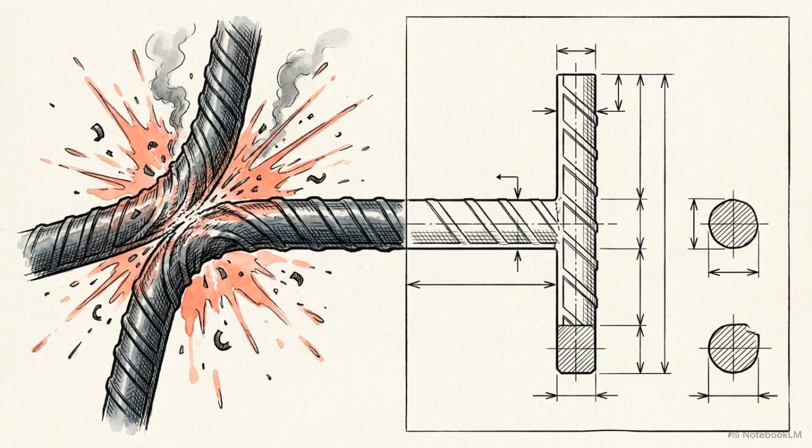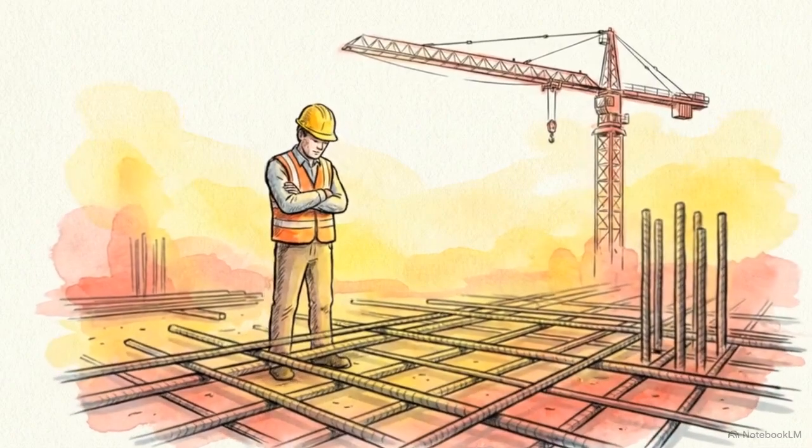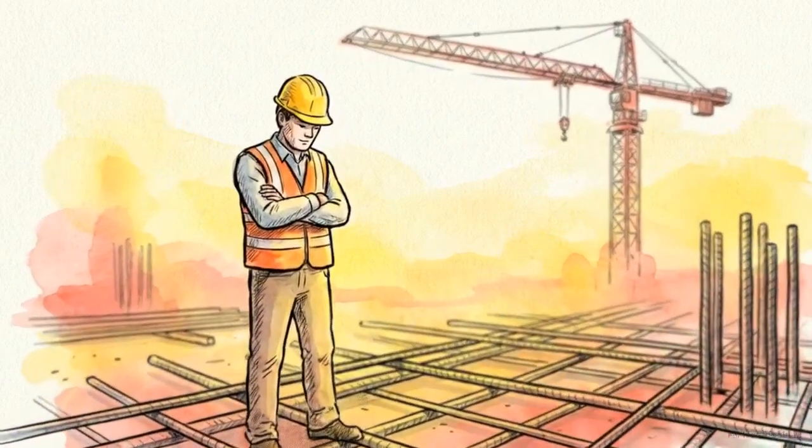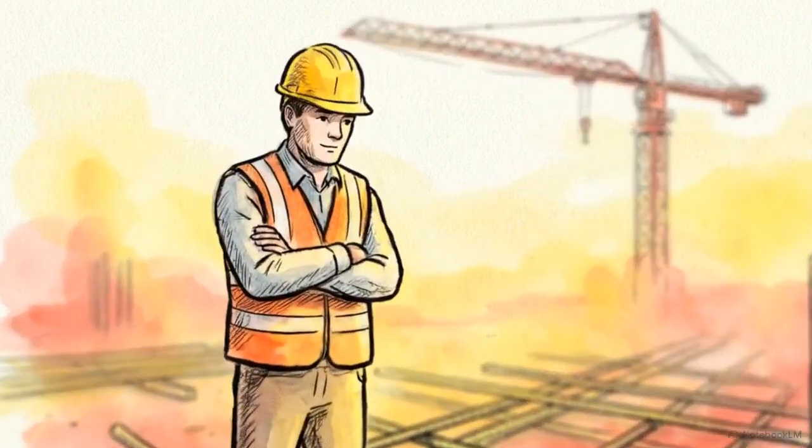The provisions of IS 456 operate as the exact geometric translation of material physics. Master these physical limits, apply this spatial checklist on site, and you control the absolute structural integrity of the build.